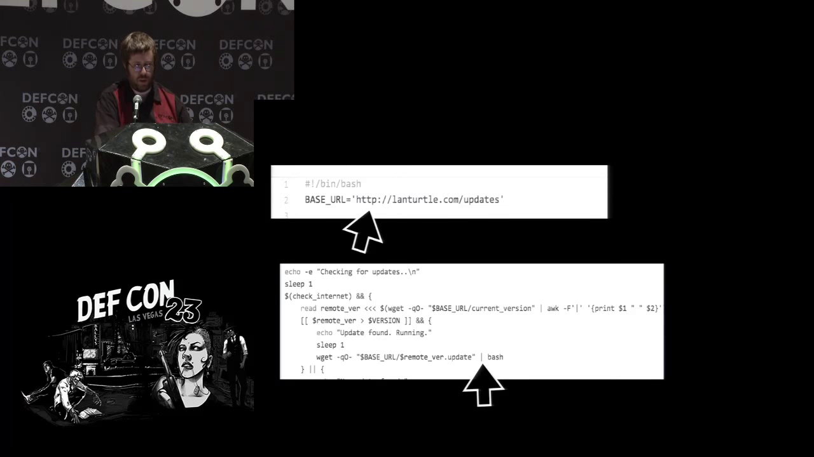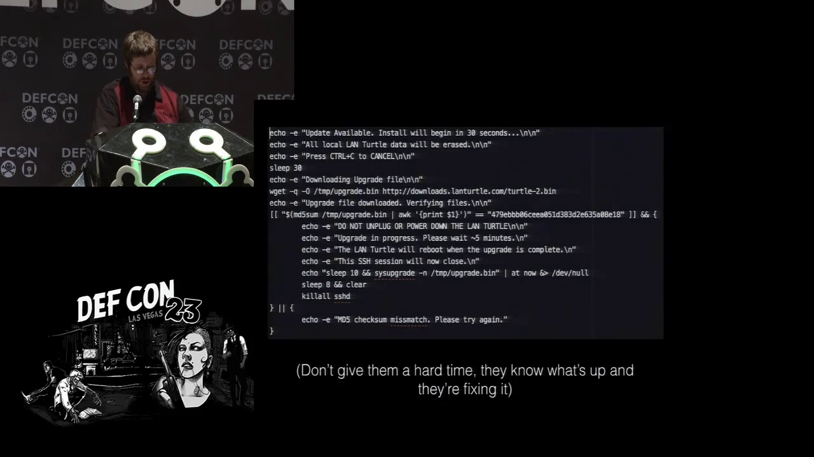Immediately we see it's running over HTTP. And what it's doing on that secondary, you see, is it's grabbing a dot update file and then piping it to bash. And so this kind of gets a little bit scary right here. This is where things get a little sketchy. And so I was like, okay, what's in that dot update file? A script for updating device. So the update process grabs the new update script, which then updates the device.